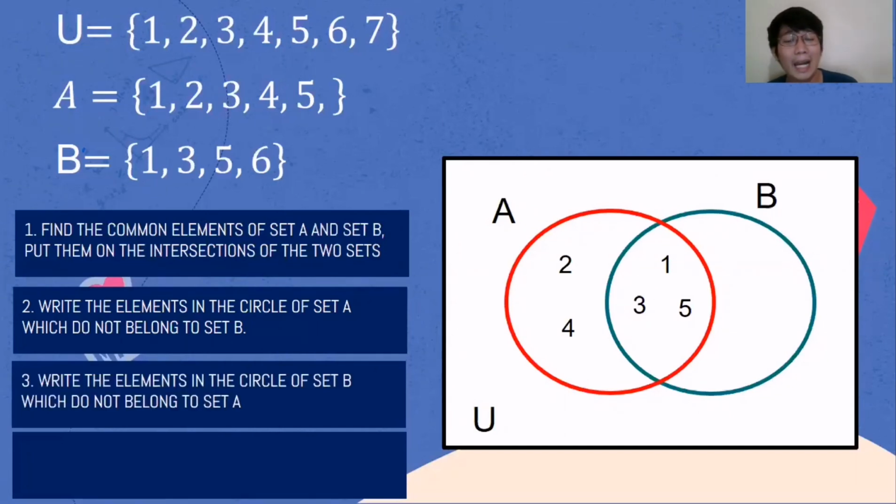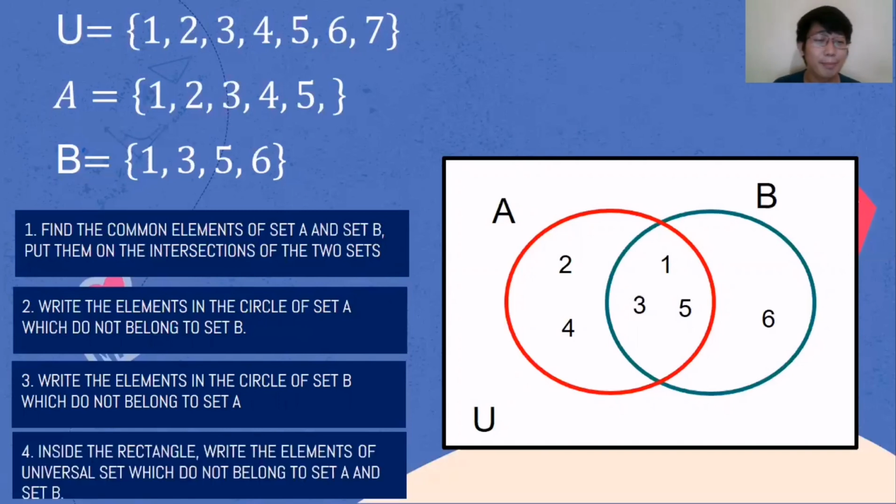Next step. Write the elements in the circle of set B which do not belong to set A. Ngayon naman, hanapin natin yung elements na meron sa set B na wala kay set A. And what is that element? That element is 6. Very good.